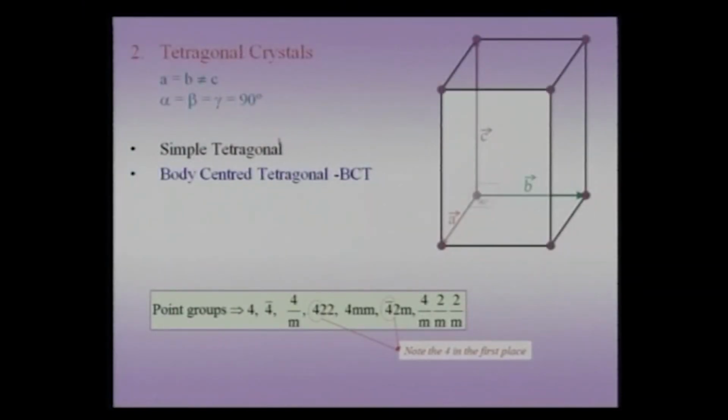Tetragonal crystals: there are two kinds of Bravais lattice I have seen, the simple tetragonal lattice and the body centered tetragonal lattice. The important point to note about tetragonal crystals is the presence of one and only one fourfold axis. Of course, it could be a proper fourfold axis or a 4-bar axis, which is a roto-inversion axis. Now, if you write down all the point groups, you will notice that the 4 is in the first place in all these point groups.